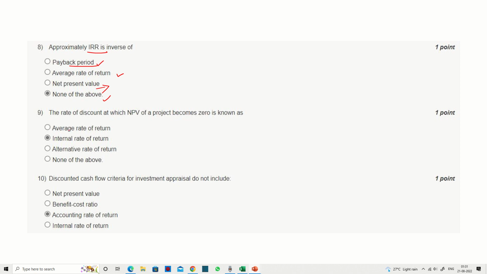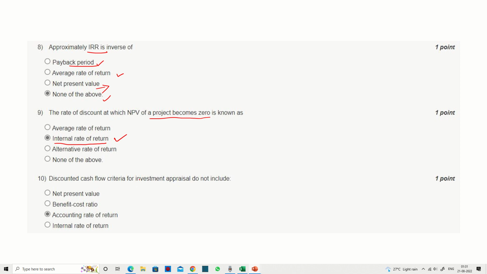Question number 9. This is the definition for IRR. So all of the above can be eliminated except internal rate of return, because this is the direct definition.